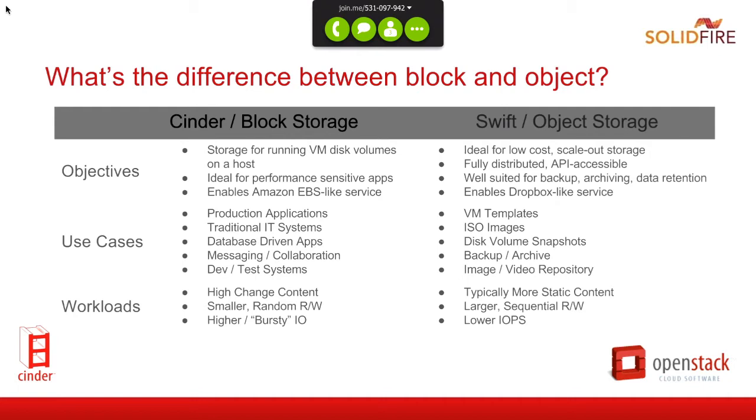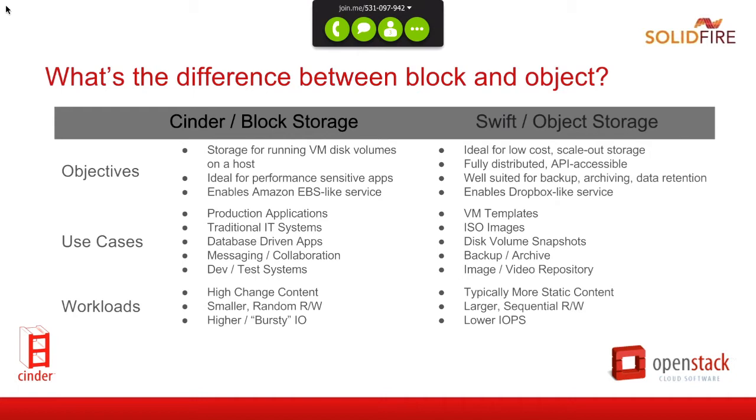And so if I go look on the left-hand side at the Cinder block storage for a little bit here, this is persistent storage that is typically for performance-sensitive applications. If you're familiar with Amazon, a lot of people like to refer to things in Amazon services, Amazon EBS, or Elastic Block Storage-like service. The use cases here are typically your production applications, your database systems, your test/dev systems, where you have a high rate of change, either within the data or within the workloads themselves.